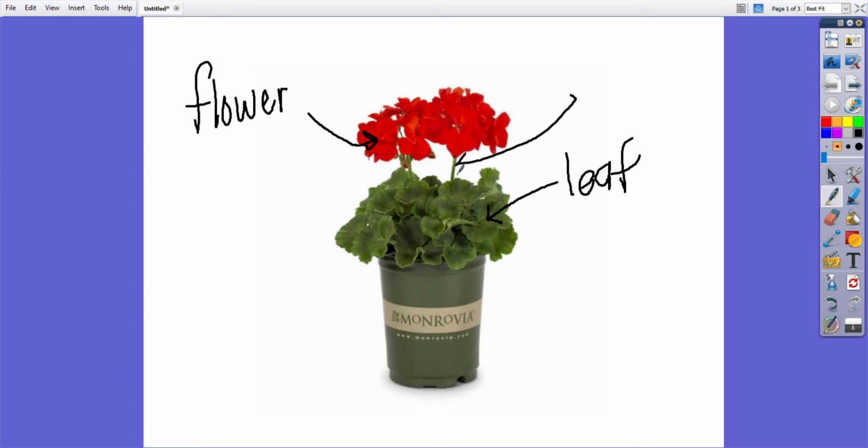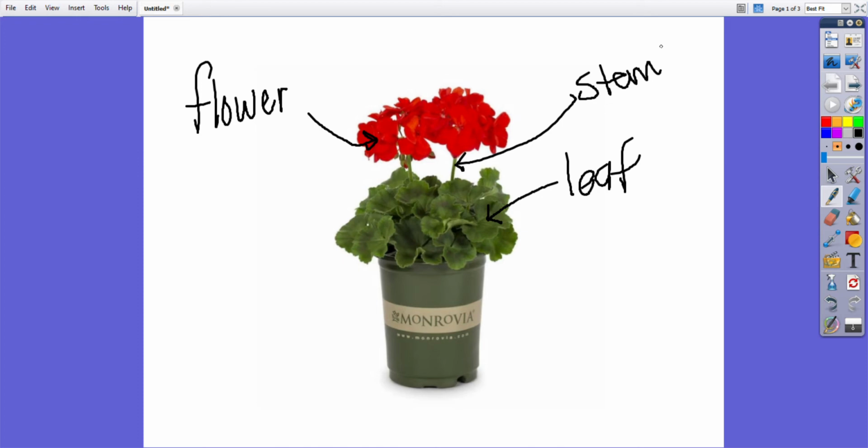Okay, now what about this part? What is this? That's the stem. The stem. Now, what color is the stem of the plant? The stem is green. Leaves and flowers grow from the stem of this geranium.